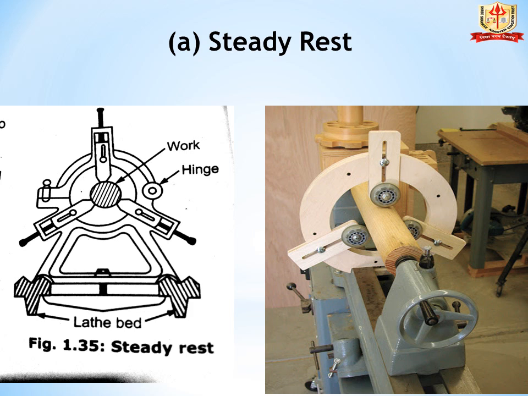This rest remains stationary at one position with respect to the tool. It consists of a cast iron frame and 3 adjustable jaws. The frame is made of 2 parts which are hinged at one end to give facility for easy setting and removing of workpiece. The bottom portion of the rest has grooves corresponding to the lathe bed wedge and can slide on it. Rest can be clamped at any desired position where support is required.